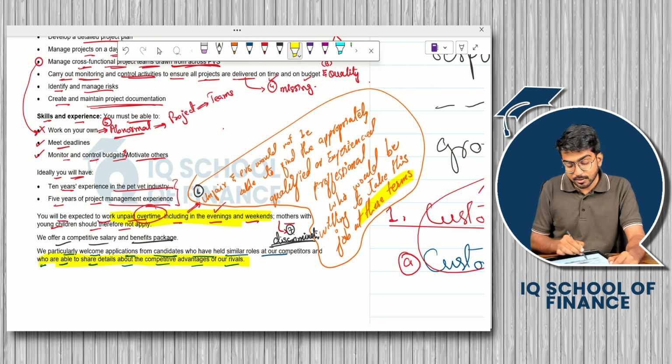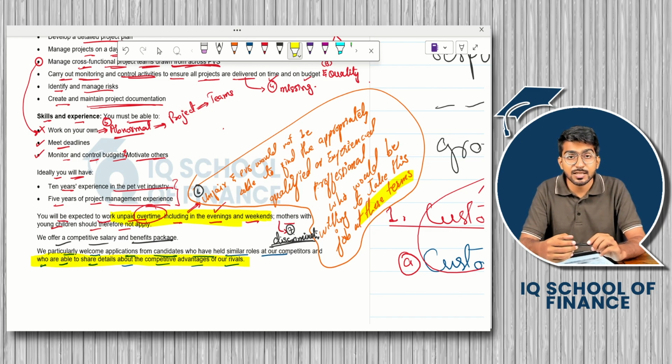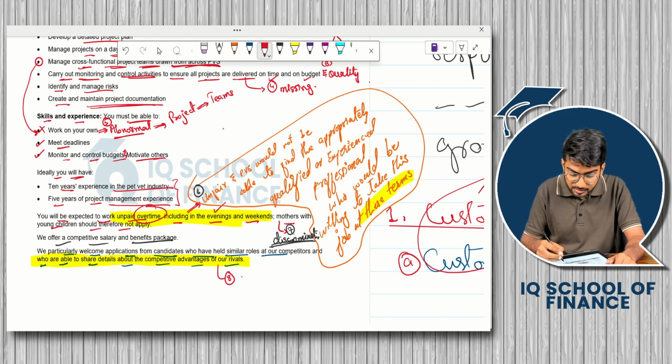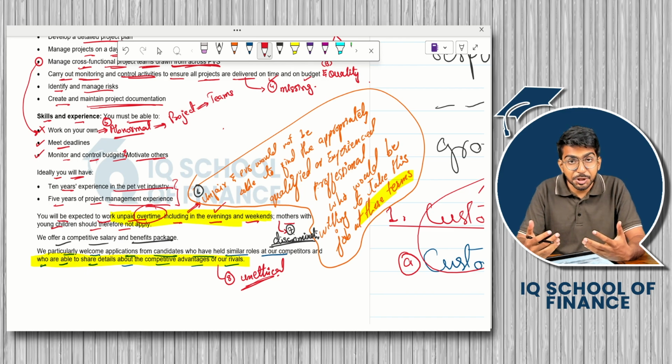We are expecting the person previously working with our competitors, and when he joins us, he will be leaking the competitor's advantage to us. This is, I would say, an unethical thing, and it should not be done because getting someone's confidential data without their permission is unethical. Obviously, they will not give us permission to get their competitive advantage, right? And that person should also be bound to a high level of ethics, that he should not leak any of the information from his previous employer.